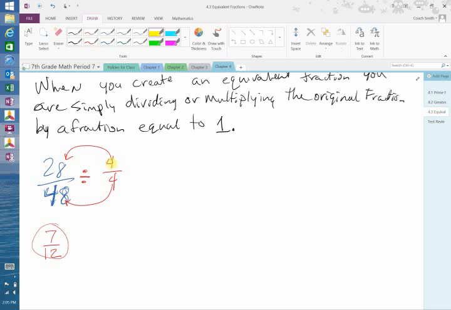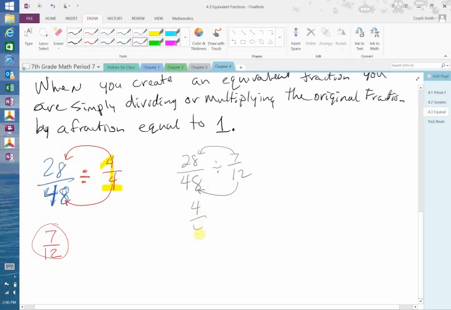Once again, this right here is equal to 1. 4 over 4 is 1. Okay? In other words, I can't do this. I can't take 28 over 48 and divide the top by 7 and the bottom by 12, and divide 7 into that 4 times, 12 into that 4 times. Okay, you can't do that. That is wrong, because this is not equal to 1. Okay, can't do that.